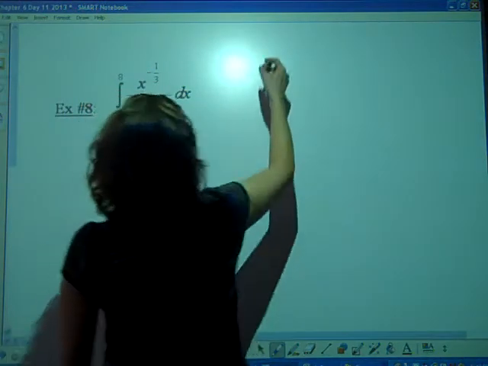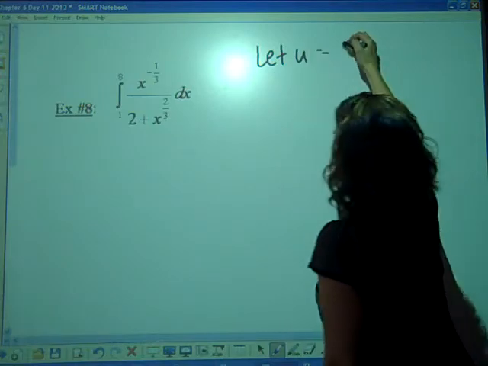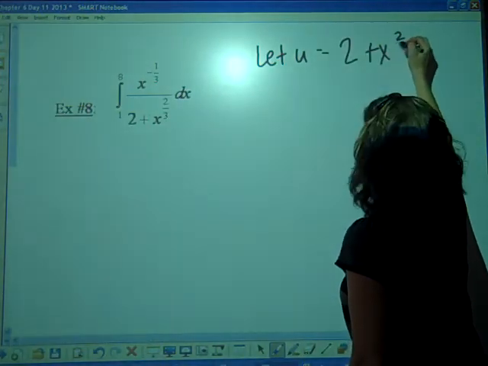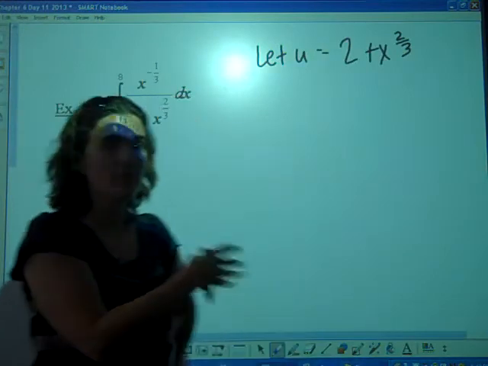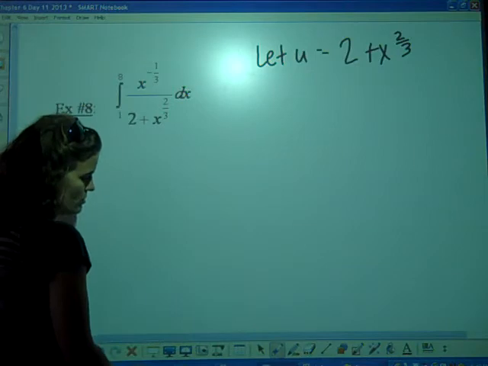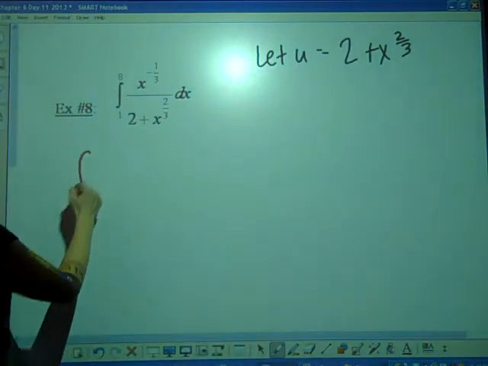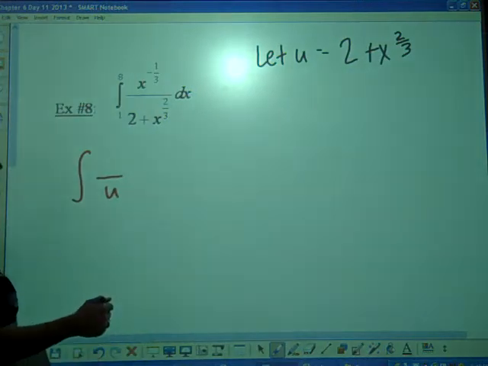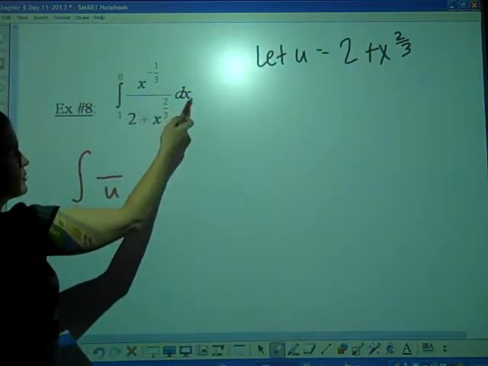Okay. So if this was AP style, they would force you to let u equal 2 plus x to the 2/3. And they're going to ask you which setup is equivalent to this setup. The first thing you should notice is that if u equals that bottom stuff, then in my answer I'm going to have a u downstairs. And this is the special trick with these.